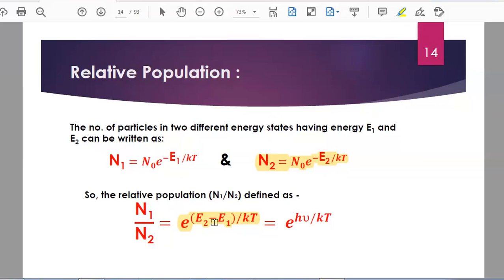And upon kT. So this particular result you can note down in your notebook if you want. So n1 by n2 is nothing but e to the power h nu upon kT.